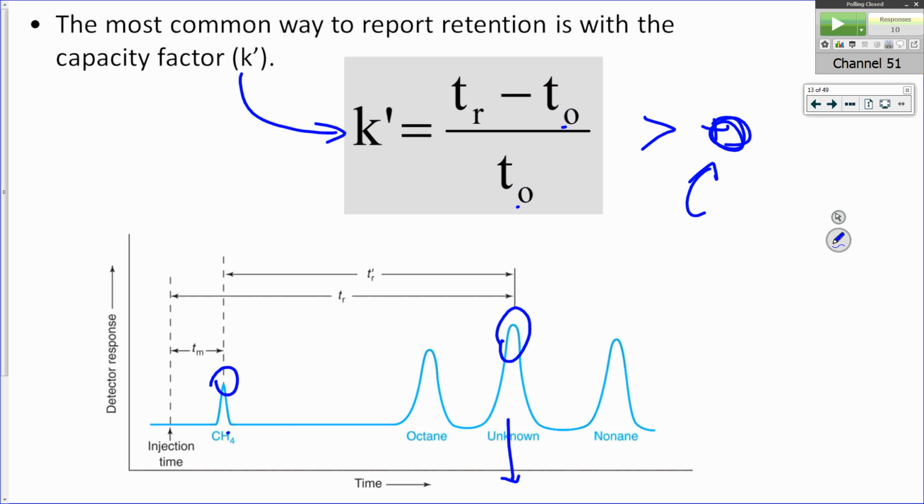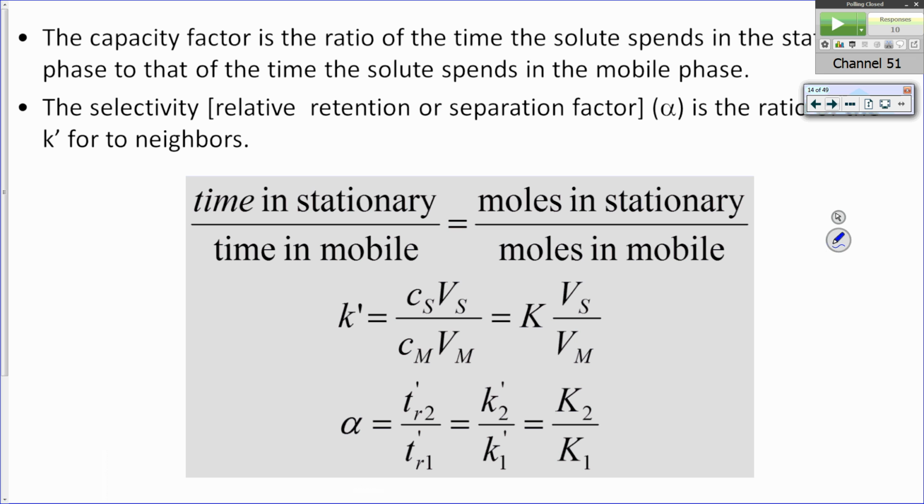Now how positive can they be? They can be right at 0. If it's unretained, it's 0. But something that never comes off the column, completely retained, could go up to infinity. You can change conditions where something doesn't elute off a column in days. That's pretty worthless for us, but sometimes that occurs.